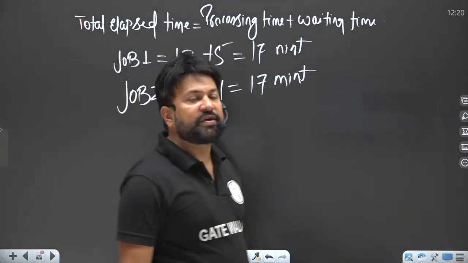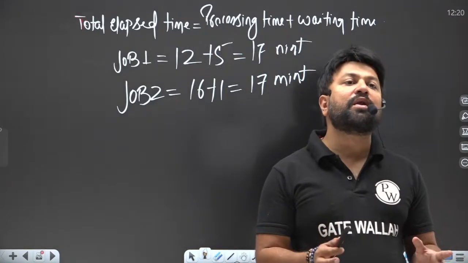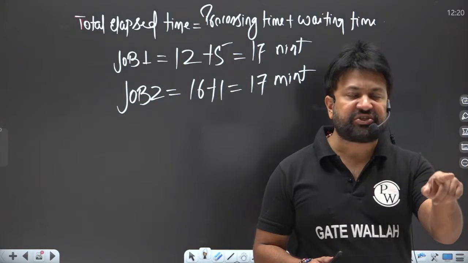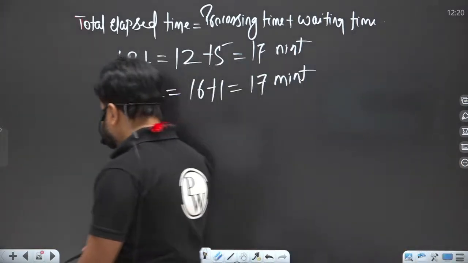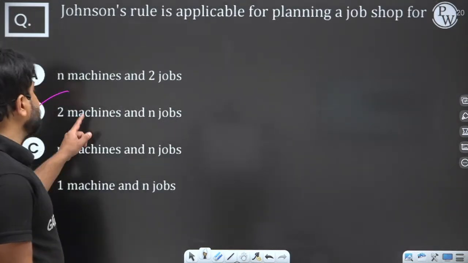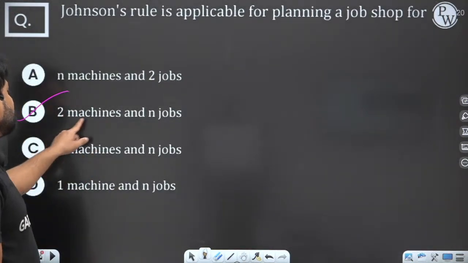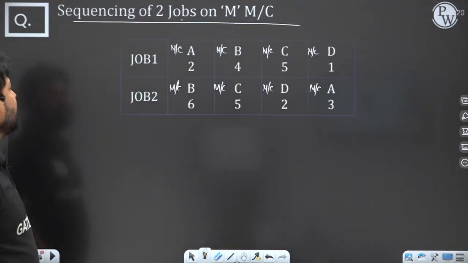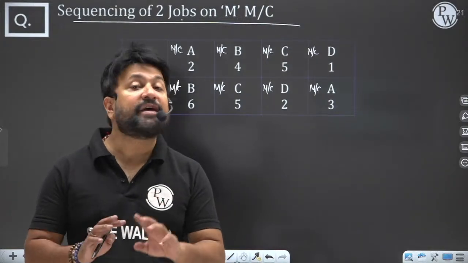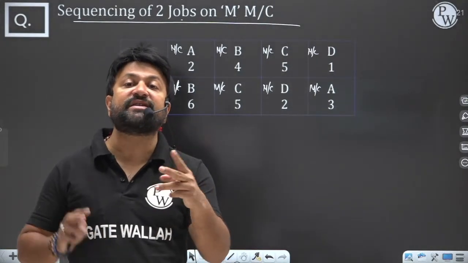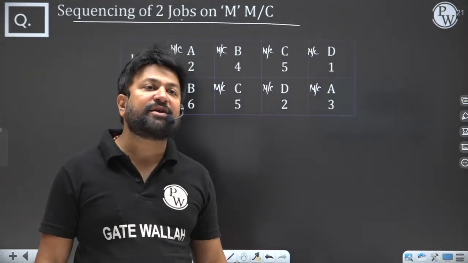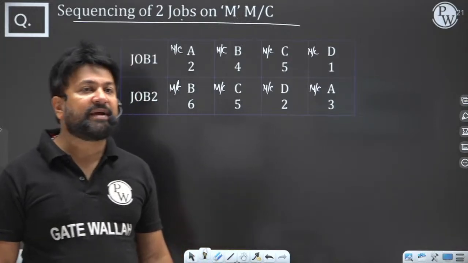Can we do it by Johnson rule, Suraj Pandit? Johnson rule is only for n jobs on 2 machines. And here there are 2 jobs and n machines. There are not 2 machines, there are n machines. So how can you apply Johnson rule? You cannot apply Johnson rule.